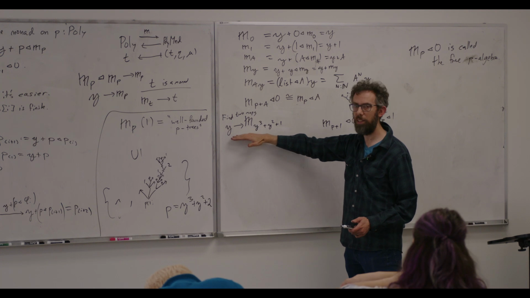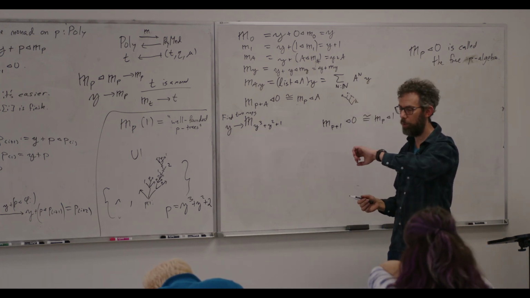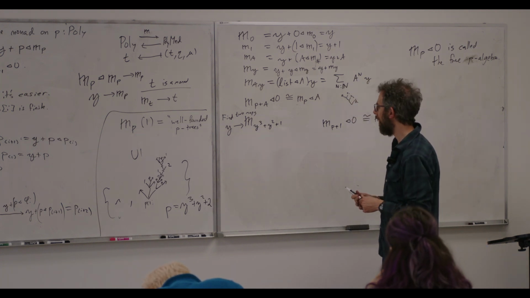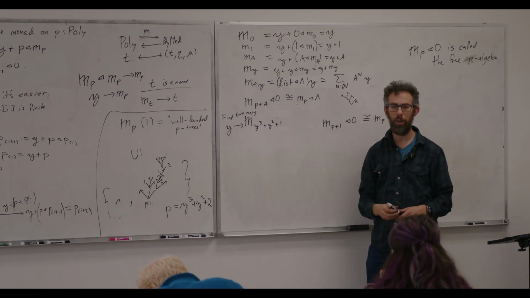Let's just do these two maps, and then we'll actually move on. Okay, so what are maps from Y to a polynomial?